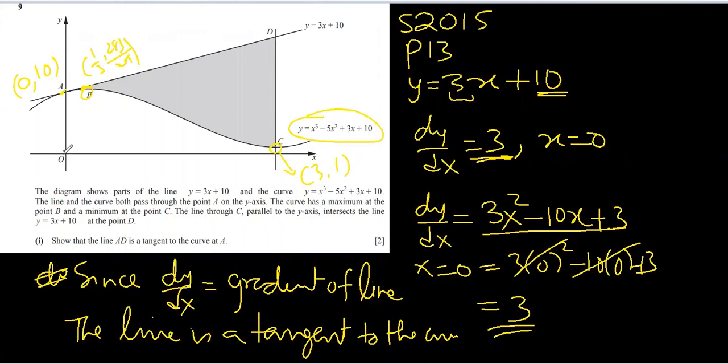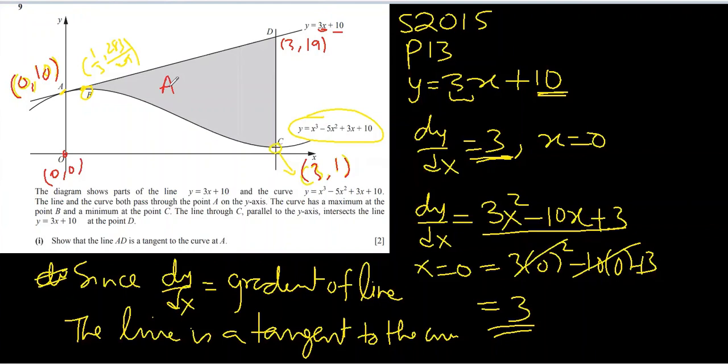So these coordinates are (0, 0). This is (0, 10). We already know this. Here we know (3, 1). And we know the x coordinate of this D will be 3 because it is a vertical line, so the x coordinate will be the same as the point C. And let's put that 3 here. So it becomes 3 times 3, 9, 9 plus 10, 19, (3, 19). Okay, so we can find the area of the trapezium now.